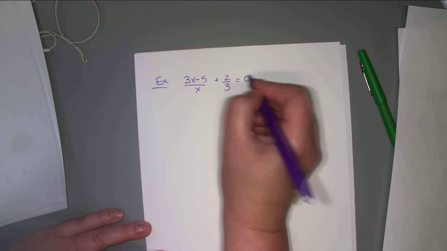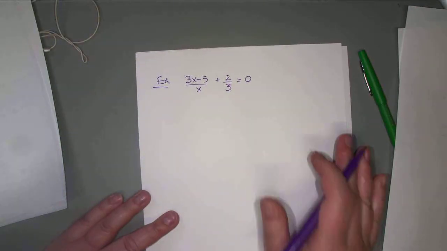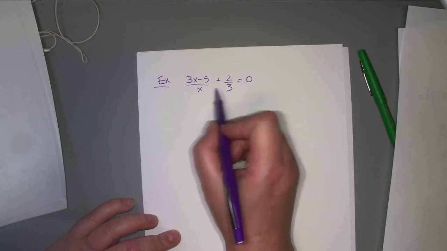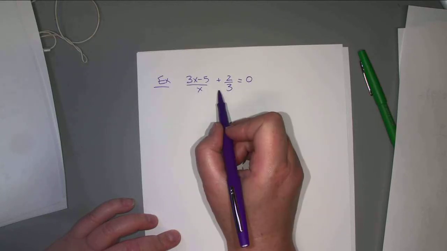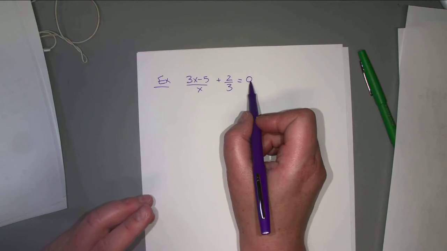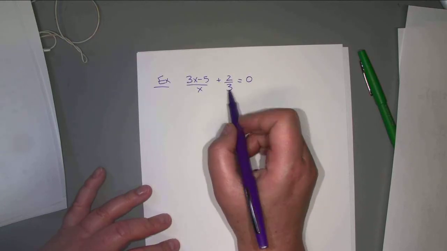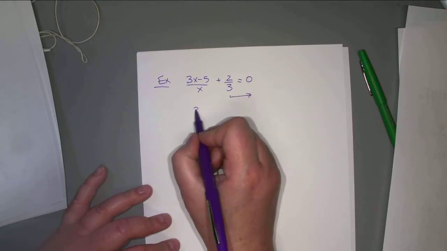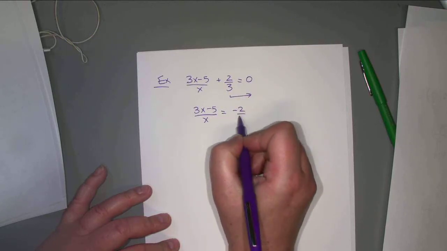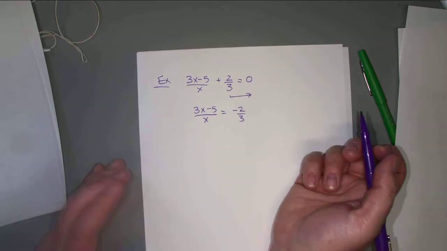Now I'm giving you this one because, as a result of the examples we just did, your first instinct might be to combine these with a common denominator. But this is a 0 over here, and 0 is a number. But if I move that 2/3 over to the other side, I don't actually have 3 terms, and I can go right into cross multiplying.